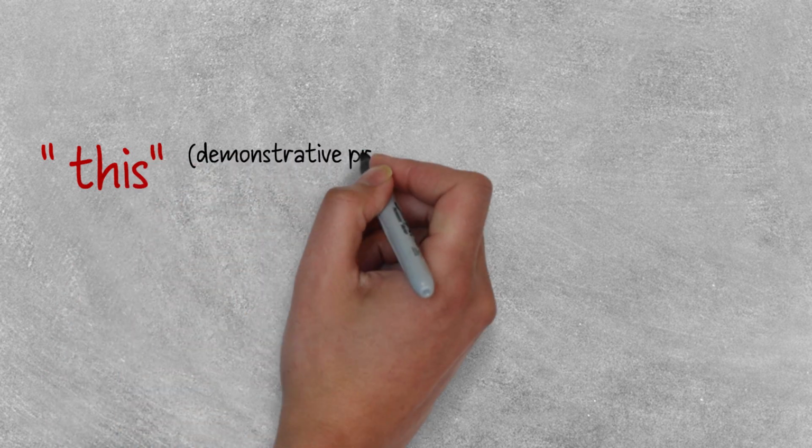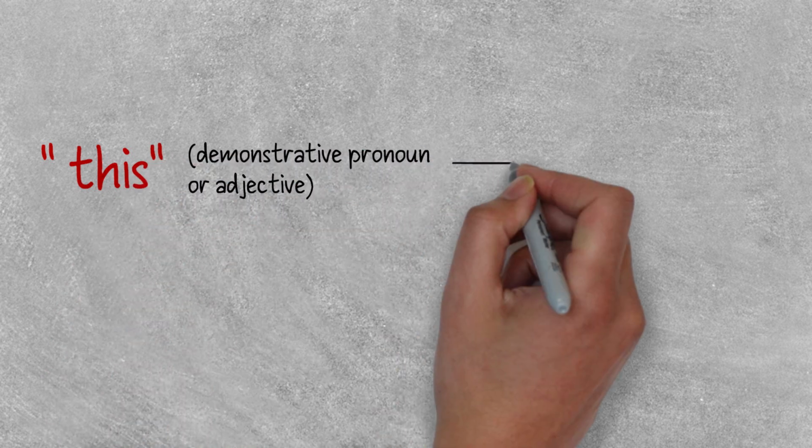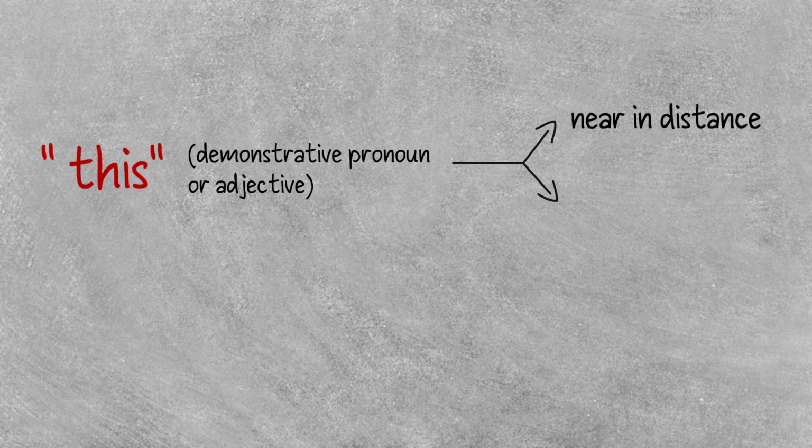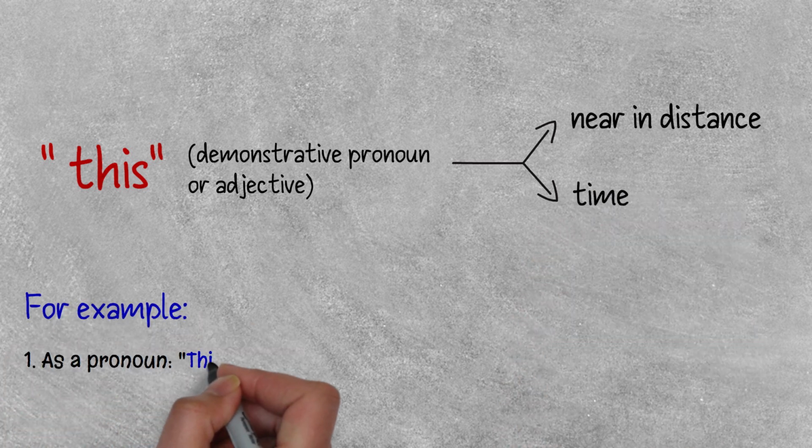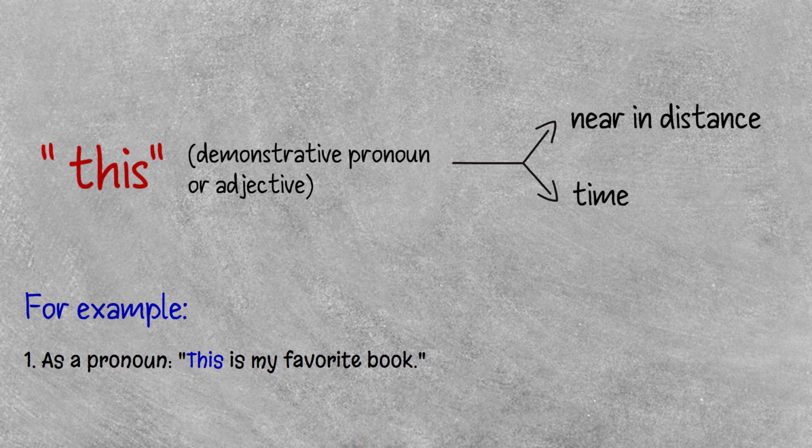This is a demonstrative pronoun or adjective that refers to a singular noun that is near in distance or time. For example, as a pronoun, this is my favorite book. As an adjective, this car is new.